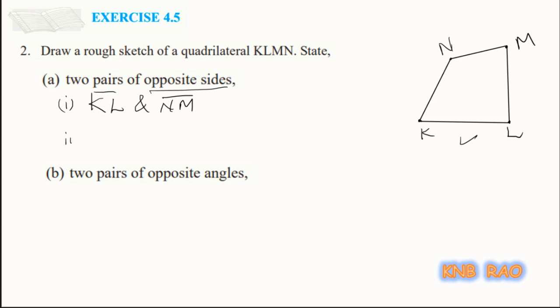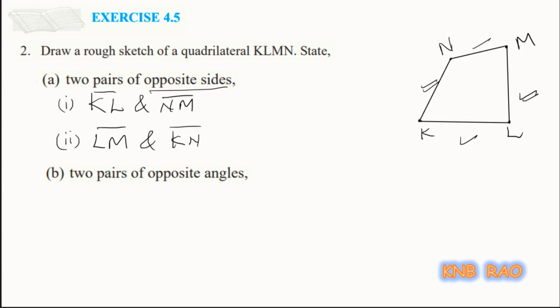Which is the another pair? To LM, there is NK being opposite. So LM and KN is opposite. So we have got two pairs of opposite sides. Here these are the two pairs, and KL and NM is the first pair.